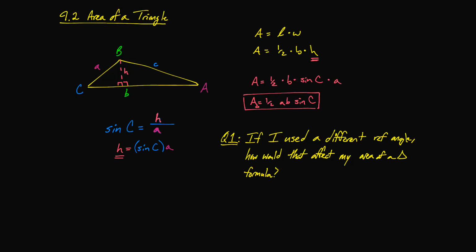We have a question here that states: if I used a different reference angle, so instead of angle C, maybe angle A or angle B, how would that affect my area of a triangle formula? So this one here, or the base is this one, and what would change? Take a moment and try to see what you could do on your own, and continue the video when you're ready.